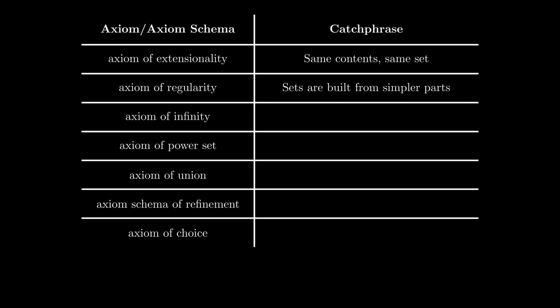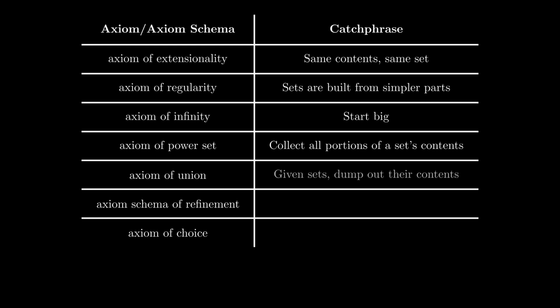The axiom of infinity tells us we can start with a big set, an infinite set, from which we can build other sets. The axiom of power set tells us that given a set, we can collect all sets containing a portion of its contents into one bigger set. The axiom of union tells us that given a set of sets, we can dump out their contents into a new set. The axiom schema of refinement says you can swap junk for what you really want. You can replace the elements of a set with others of your choice and get rid of everything else.